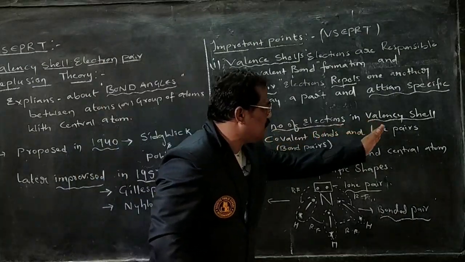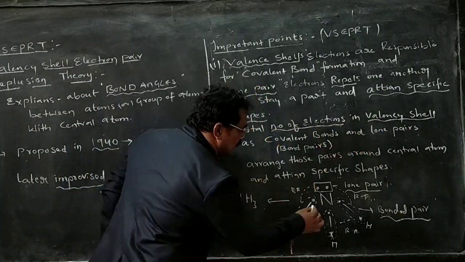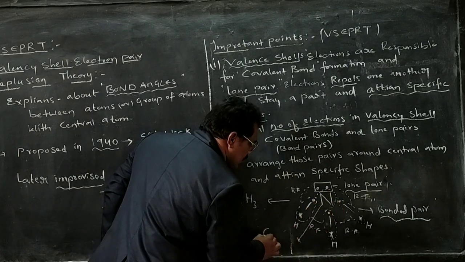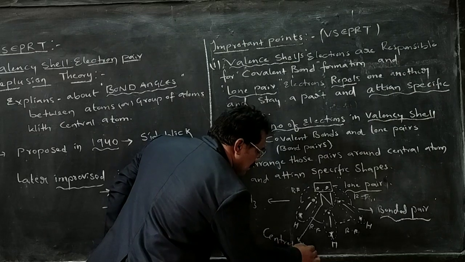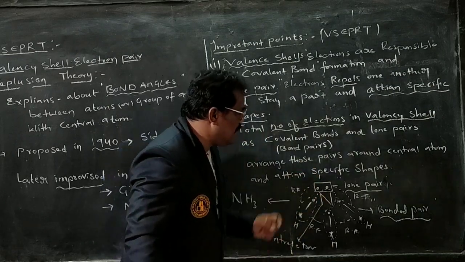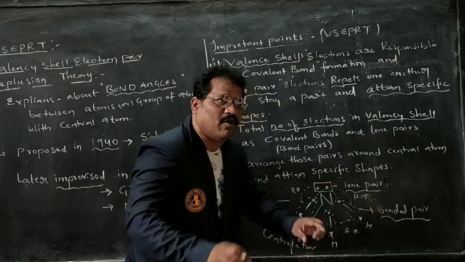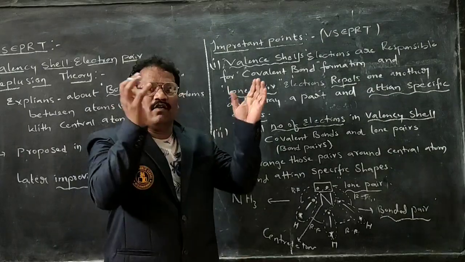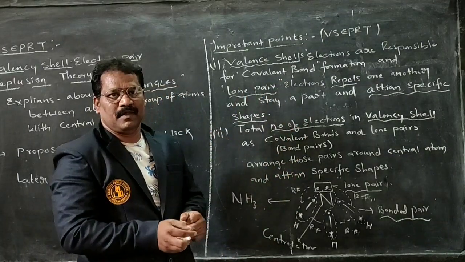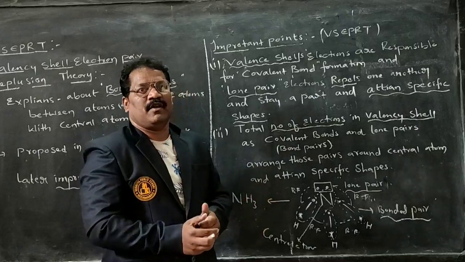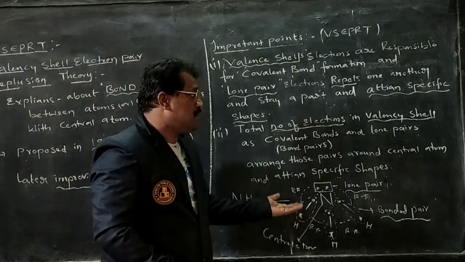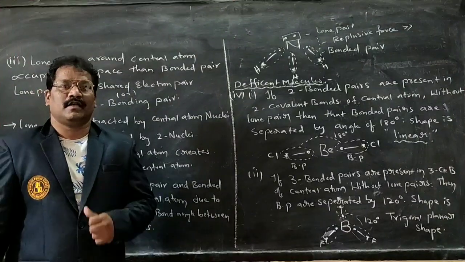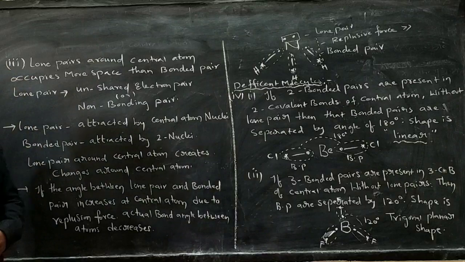These bonded pairs and lone pairs exist around one atom. This is the nitrogen atom, which we call the central atom. Around this central atom, the lone pairs and bonded pairs are arranged in such a way that they give one specific shape. That is the point explained by the second one. Okay children, coming to the third point.